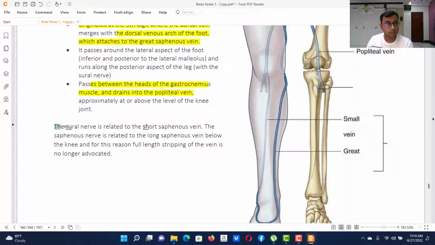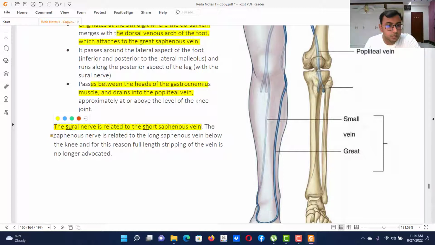Very much important: the sural nerve is related to the short saphenous vein, because during surgery of the small saphenous vein for varicose veins, during the stripping of the small saphenous vein, there is a nerve, the sural nerve, which is commonly injured. In that case, the patient will suffer numbness of the lateral aspect of the lateral malleolus, or behind the lateral malleolus, the patient will feel numbness or paraesthesia.